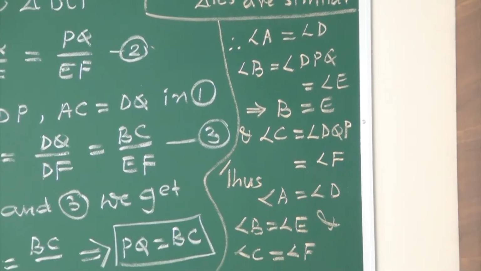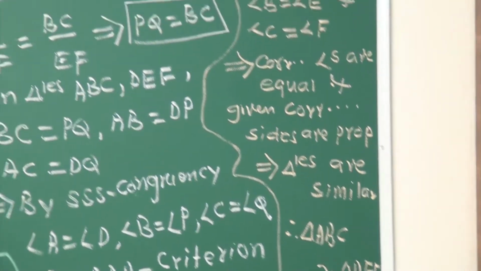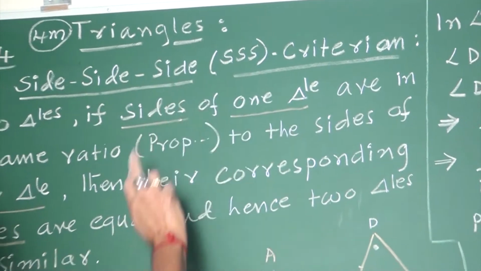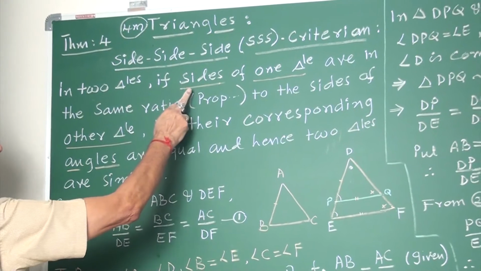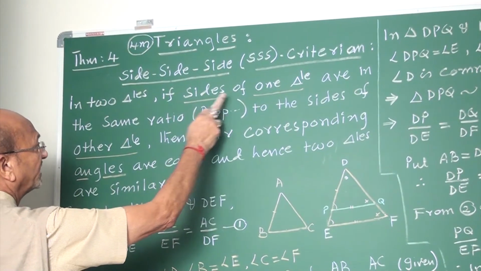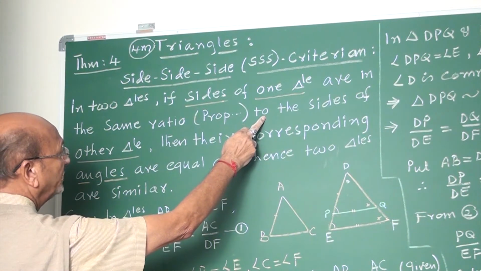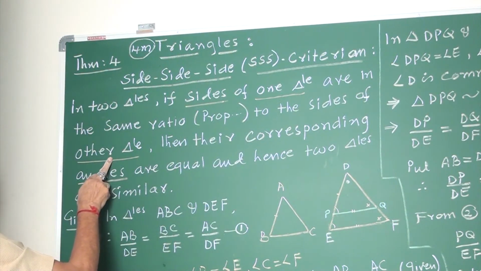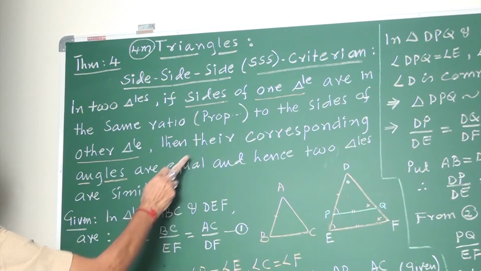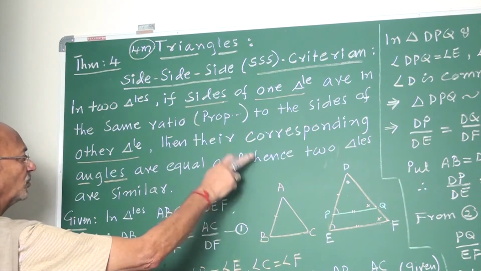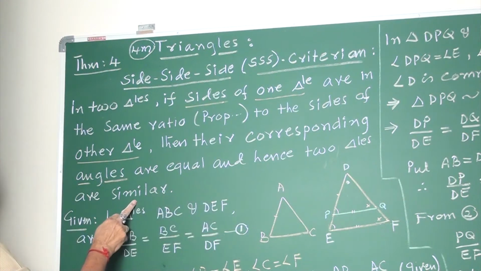Yes, my friends, this is the triple S criterion. Triple S means side criterion. What is the statement? In two triangles, if all the three sides of one triangle are in the same ratio to the corresponding sides of another triangle, then their corresponding angles are equal. We want to prove that their corresponding angles are equal, and hence, with proportional sides and equal angles, the triangles are similar.